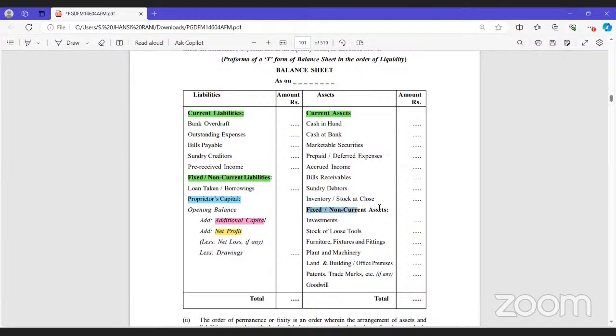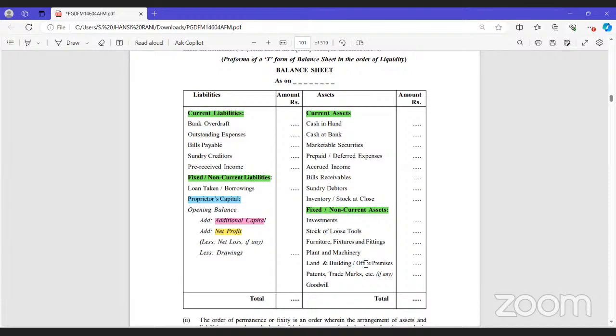Next, we have fixed or non-current assets, which will be there with the organization for a longer period, like investments, stock of loose tools, furniture, fixtures, fittings, plant and machinery, which will be there for the organization for more than 10 to 15 years or 20 years or for the longer period in the business activity. In that case, that is called fixed assets or non-current assets.